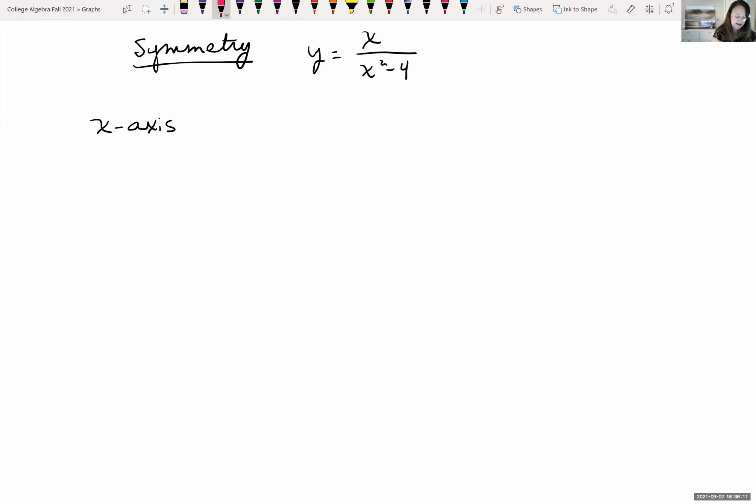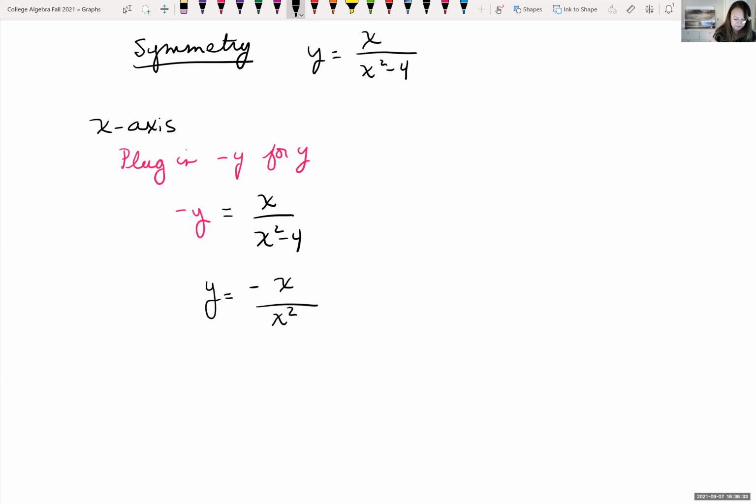That means we're plugging in -y for y. So it's -y is equal to x all over x squared minus 4. But if we multiply through by -1, we get y is equal to -x all over x squared minus 4. And this is not the same. So not symmetrical to the x-axis.